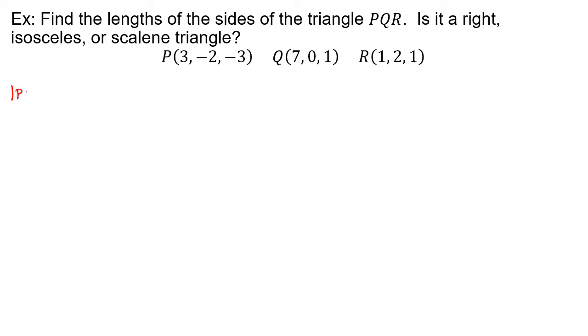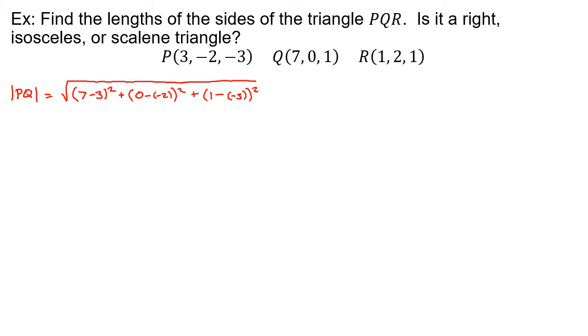So the distance for P to Q would be the square root of, you take x2 minus x1, and it won't matter if you do the 3 minus the 7 or the 7 minus the 3 because you're going to square it either way, but I'm going to do the 7 minus the 3. Then I'll do the 0 minus negative 2. And I'll do the 1 minus negative 3.